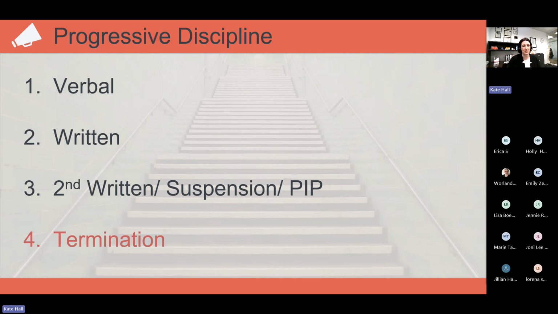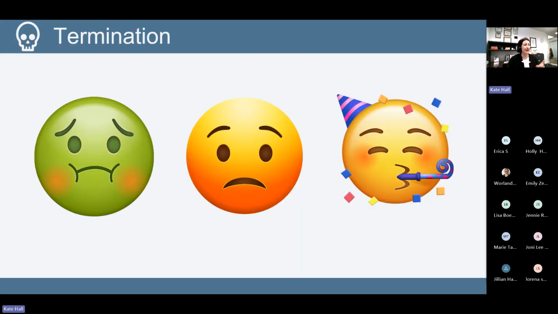This sucks. If it is an involuntary termination where you are firing someone, I have felt sick to my stomach. I have felt sad. There have been one or two times when I have been a little bit excited. I felt terrified.